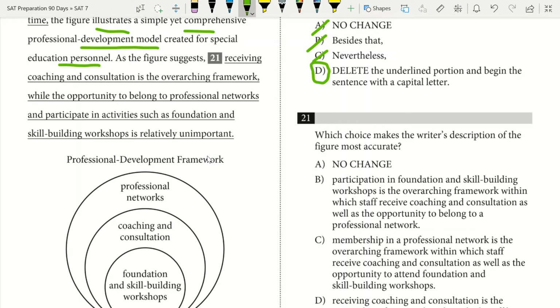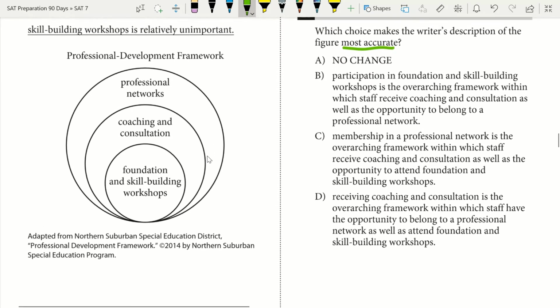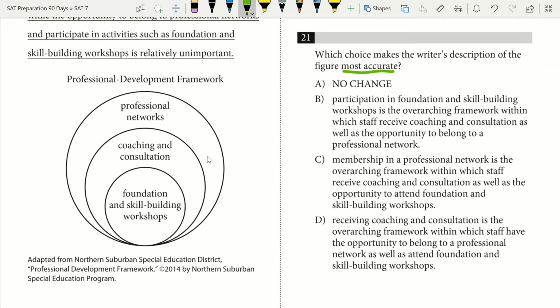We're asked which choice is most accurate here, so I want to take a look at this chart before I start reading through all of these, so I know what I'm looking for. I see I have professional networks as my outer ring. I have coaching and consulting as a ring within professional networks. And then within that ring is the foundation and skill building workshops. So what I'm going to be looking for is something that talks about professional networks being that overarching framework, and then having that foundation and skill building workshops being at the core.